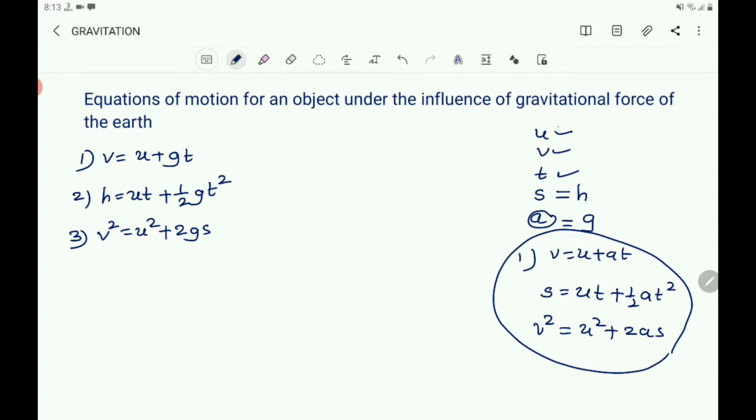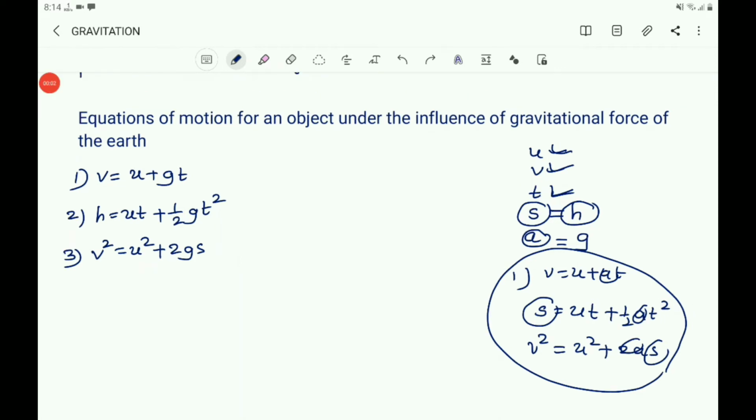When the object is moving with the initial velocity u, final velocity v after time t, and travels a distance s with an acceleration a, here s is the height and a is the acceleration due to gravity. So in the place of s we write h, and in the place of a we write g. The three equations of motion for an object under the influence of the gravitational force of the earth are: first, v equals u plus gt. Second, h equals ut plus half gt square. Third, v square equals u square plus 2gs.